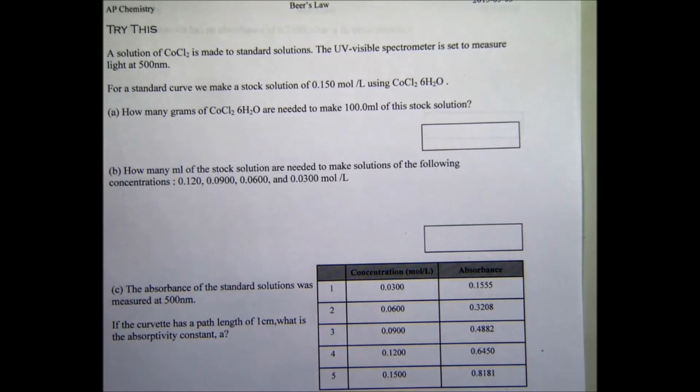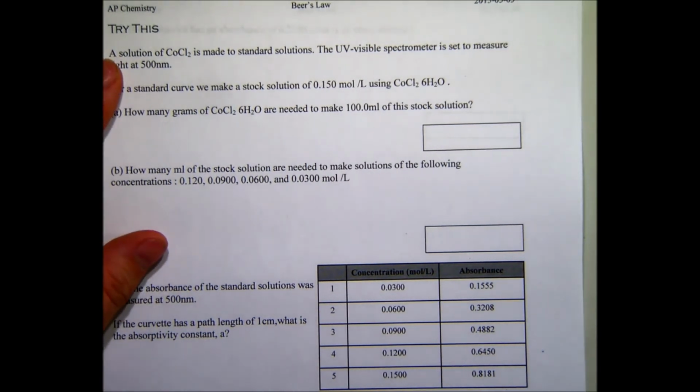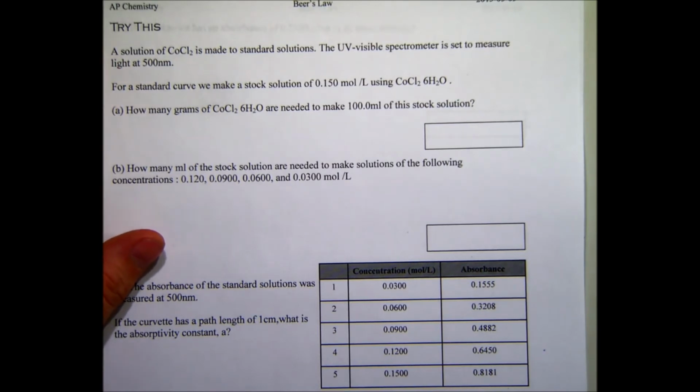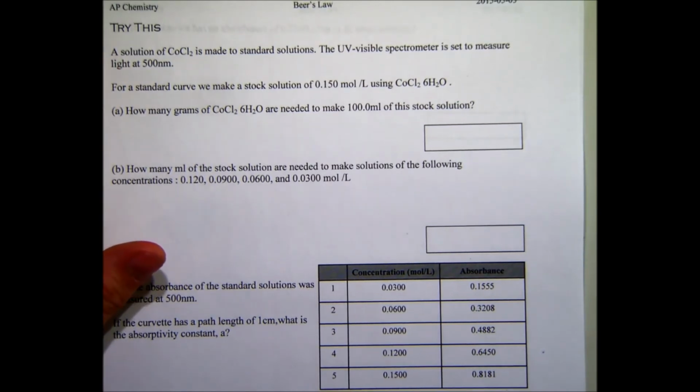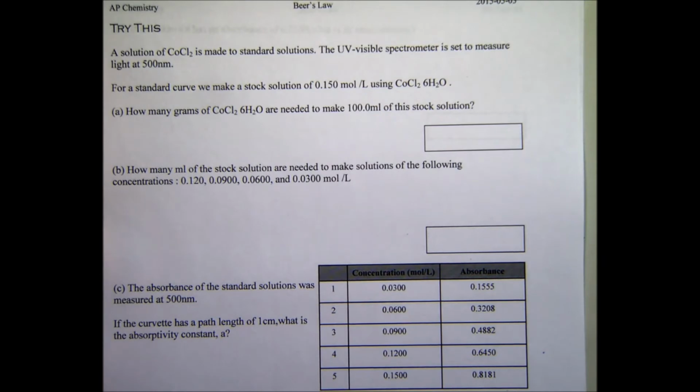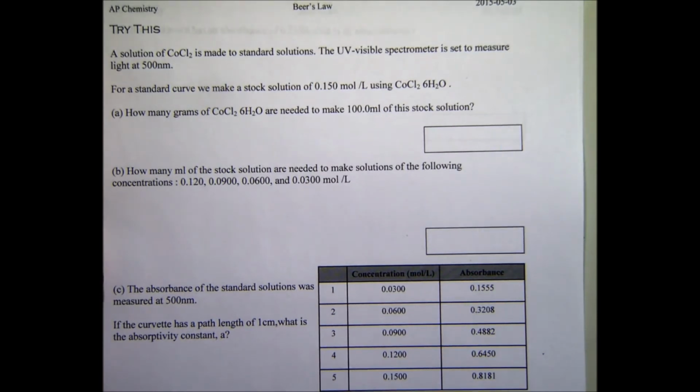So here's a little try this. It says a solution of cobalt chloride is made to standard solution. A UV visible spectrometer is set to measure light at 500 nanometers, so we've done a test and determined that is the peak frequency. For a standard curve, we're going to make a stock solution of 0.15 mole per liter using cobalt chloride hexahydrate. So the first thing we're going to do is: how many grams of cobalt chloride hexahydrate do we need?